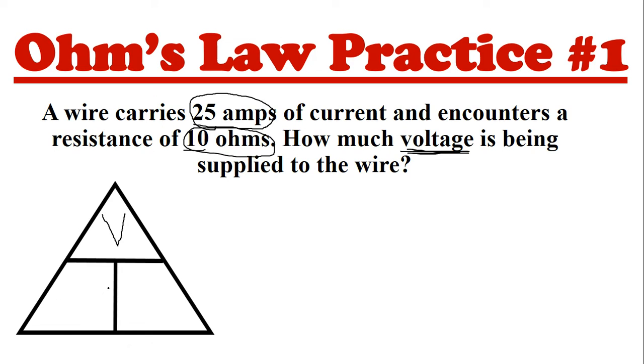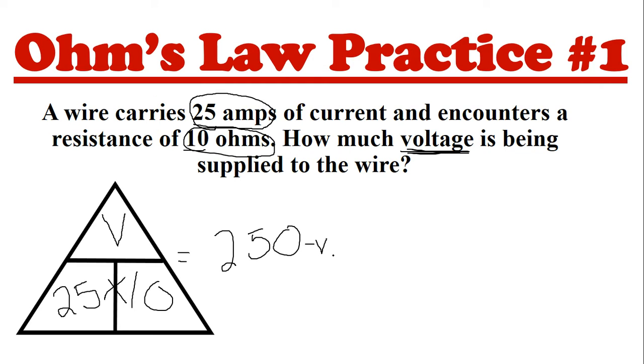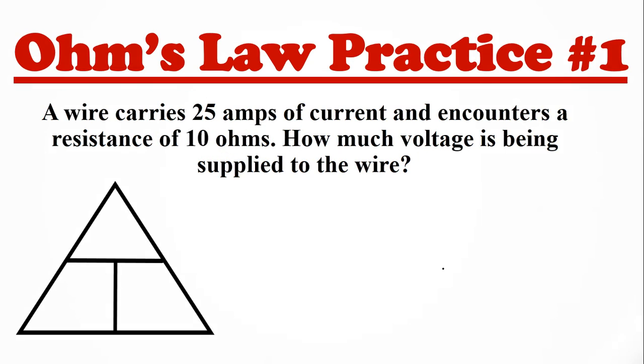That means at the bottom goes the other stuff. On one side goes the current, which is 25 amps, and on the other side is the resistance, which is 10. Now the numbers are next to each other, so we're going to multiply the numbers, and we will get 250 volts, because the unit for voltage is volts. Remember, you need to show your work. Hopefully you get it right, and don't forget about that unit. The unit is very important when doing scientific math. And this will be the answer to problem number 1.